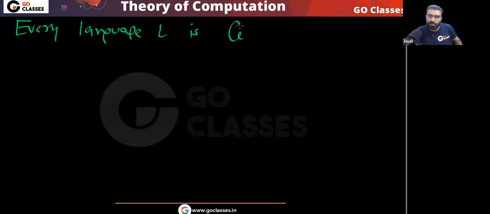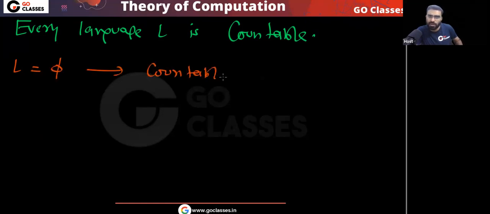So whatever language you take, remember this point: every language L is countable. You can take whatever language L you take, that will be countable. For example, if you take L equal to 5, that will be countable.